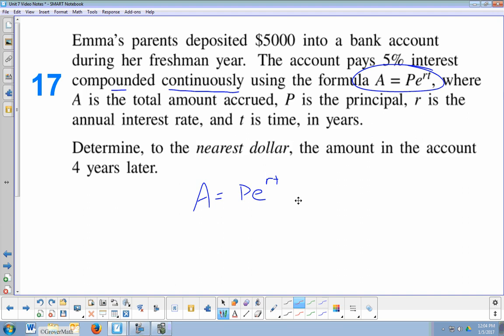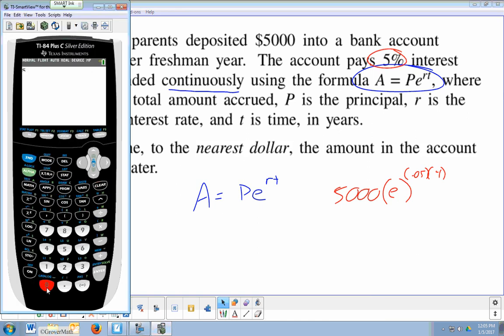So Emma's parents deposit $5,000 into an account her freshman year, so this is our principal. The account is 5%, so that is 0.05, and we want to know what it's going to be worth 4 years later, so times 4. And so to type this in, we'll do 5,000 parentheses, and we actually have to type e, close the parentheses, raised to the 0.05 times 4, and that will give us the value there.